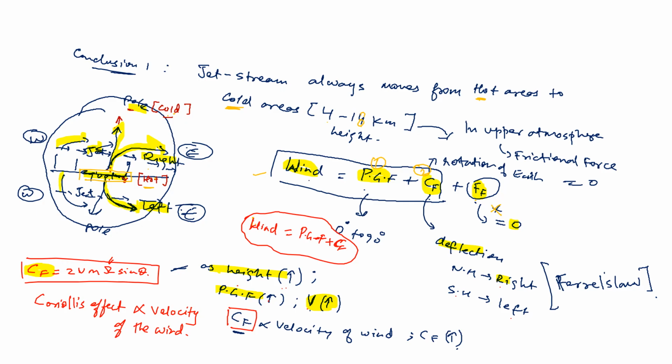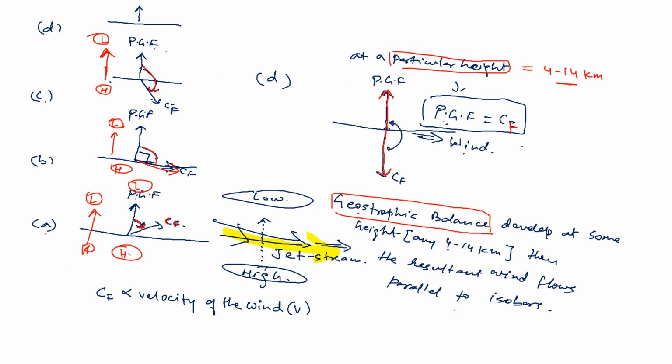So the jet streams around 30 degrees start moving from west to east, and similarly at 60 degrees also start moving from west to east. So this is the reason why jet streams flow in the west to east direction. One more impact it can have is the increasing Coriolis effect with increasing height. You see the amount of deflection is increasing.